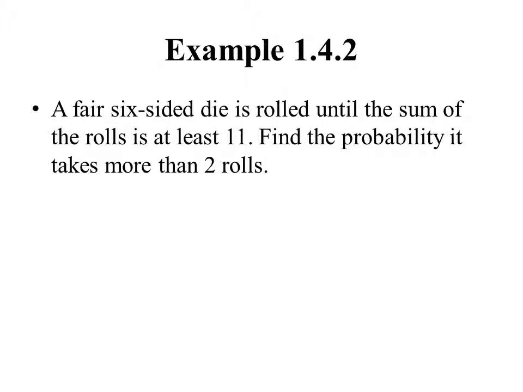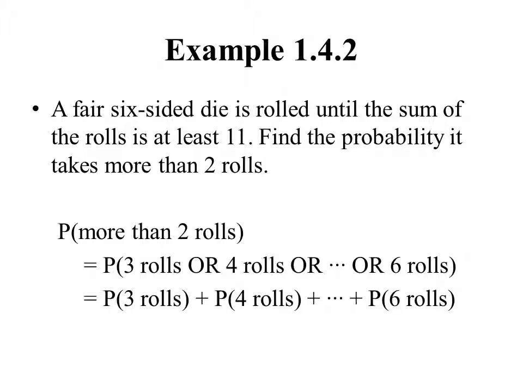A fair six-sided die is rolled until the sum of the rolls is at least 11. Find the probability it takes more than 2 rolls. Okay, so that means we're going to roll it once, we're going to roll it again, and find the sum of the rolls. If the sum is at least 11, we're going to stop. If not, then we're going to roll again and add that to the previous 2 rolls. If that's at least 11, we're going to stop. If not, we're going to keep going. And so we want to find the probability that it takes more than 2 rolls.